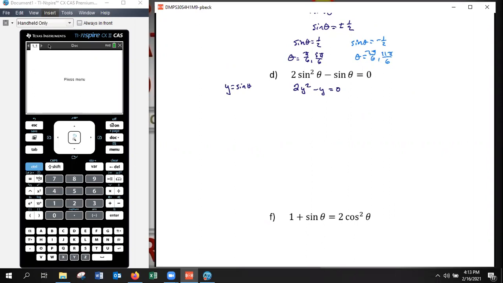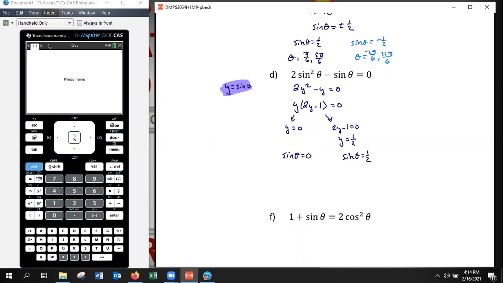If you remember, we do factor problems by factoring out a y from both terms. We get y times 2y minus 1 equals 0. So by factoring, we now have y is going to equal 0 from here. We are going to have 2y minus 1 equals 0 from here, which gives us y equals 1/2. Now, keeping in mind that y was the sine of theta, we can then say, okay, where does the sine of theta equal 0? And where does the sine of theta equal 1/2?